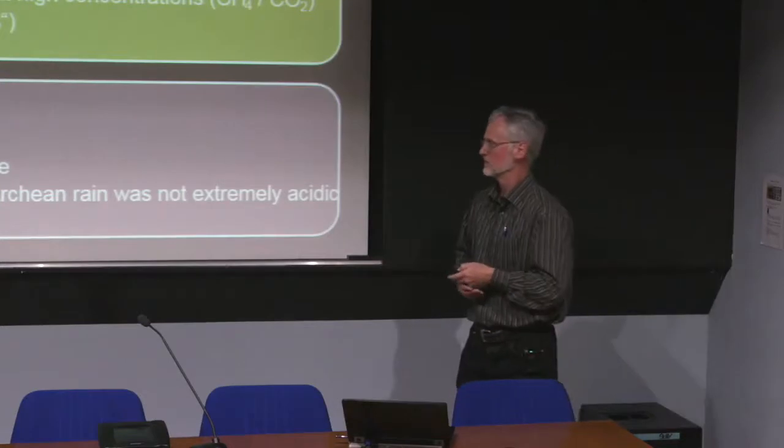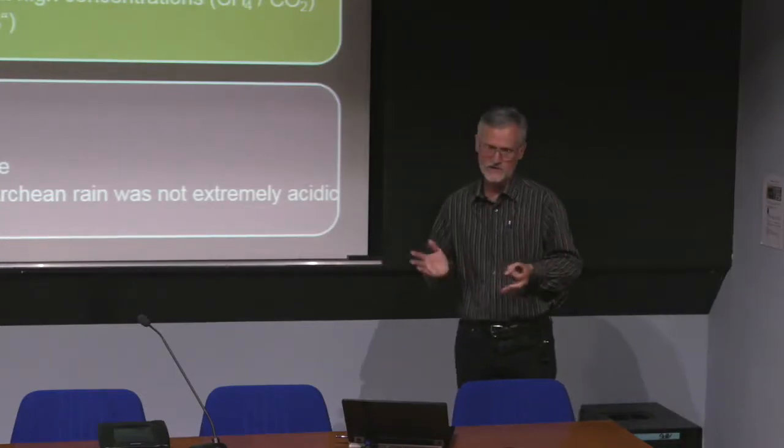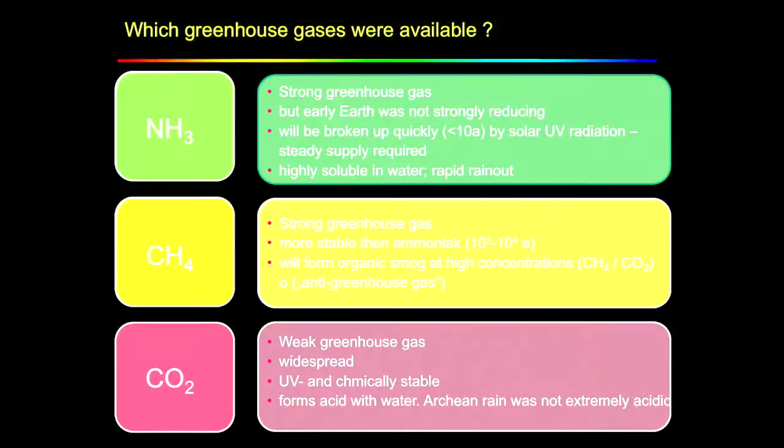And so left, of course, is CO2, which is only a weak greenhouse gas, but it's ubiquitous and rather stable. However, we cannot really afford to put that much CO2 into our atmosphere, as would be required to lift the temperatures to acceptable levels, because then our rain would become too acidic. And we know from the rock record, from looking at the minerals from which the shales and the sandstones and the limestones are made, that the Archean rain was not overly acidic.